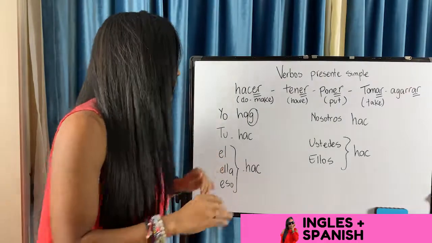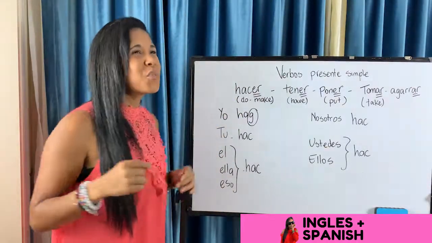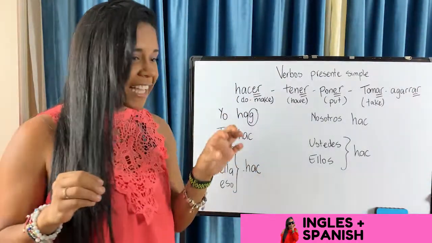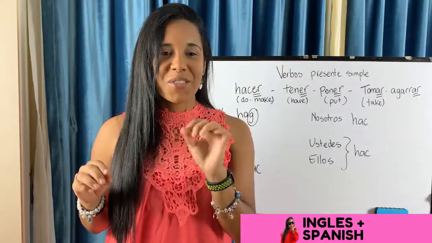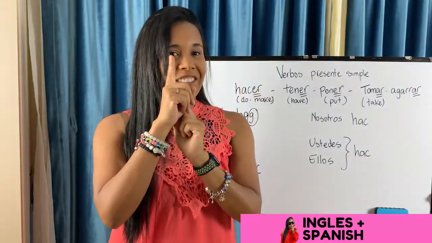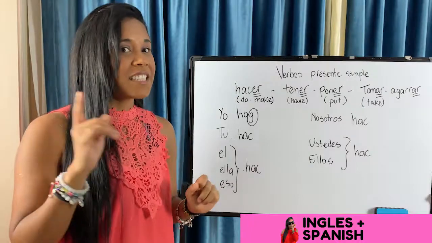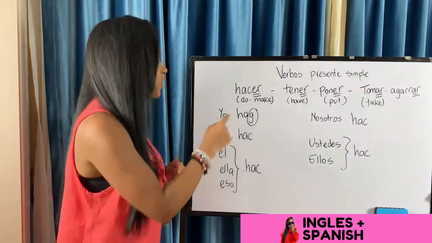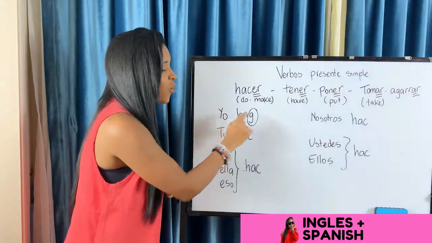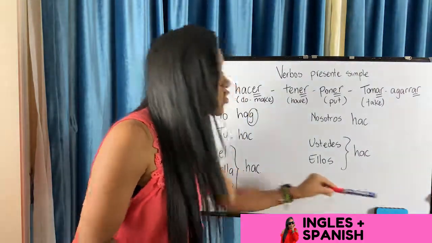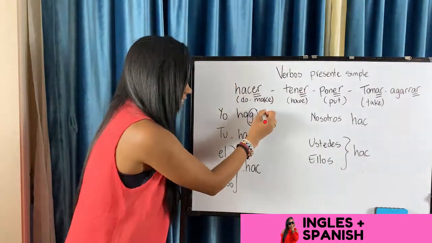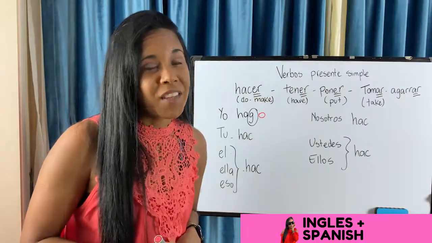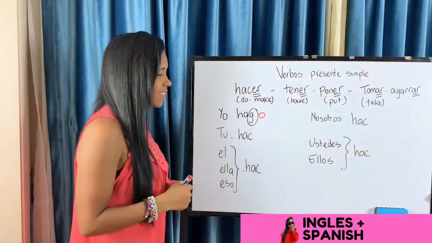Okay, so hacer is going to be conjugated and it is the tricky one, a different verb. We have seen that before in a previous video. So hacer is going to be yo hago. Okay, yo hago la tarea. La tarea is the homework. So, yo hago la tarea.